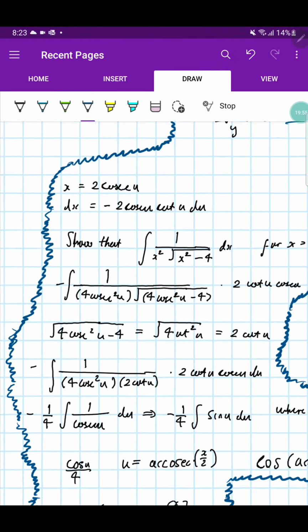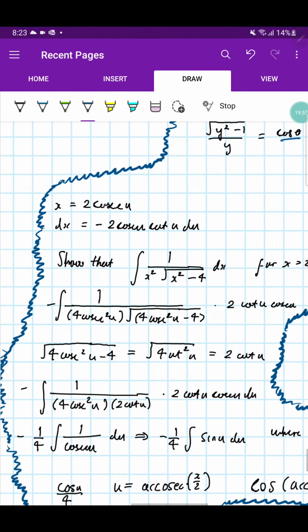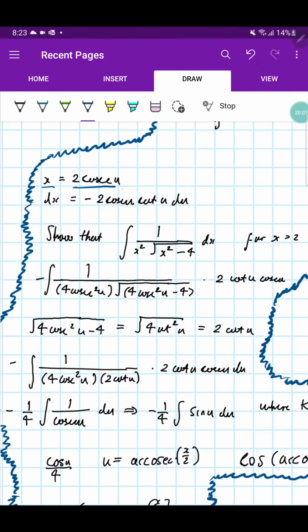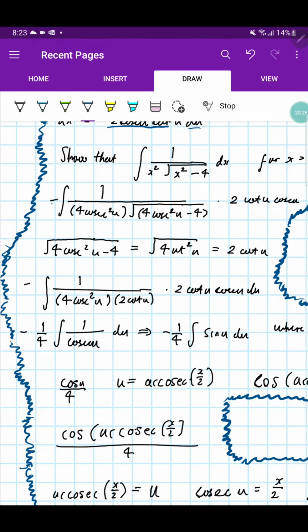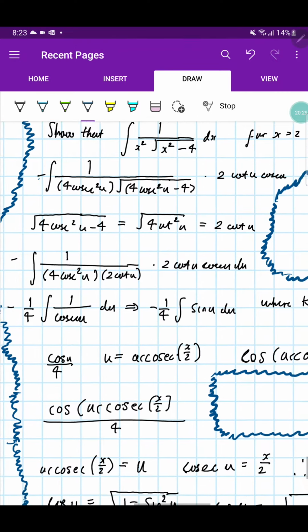Next question is integration by substitution. So we get that x equals 2 cosec u. Therefore, differentiating it, we get dx equals minus 2 cosec u cot u du. Substituting it into this integral, we get 4 cosec squared u multiplied by the square root of 4 cosec squared u minus 4, and then we multiply that by our du, which is minus 2 cot u cosec u, but we took the negative out of the integral, so that makes it easier.